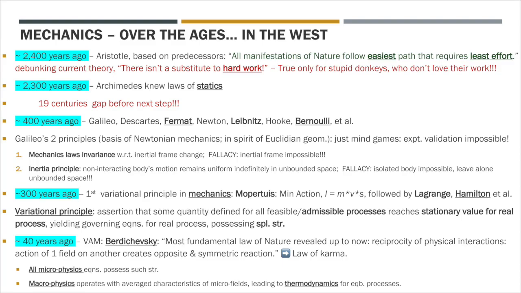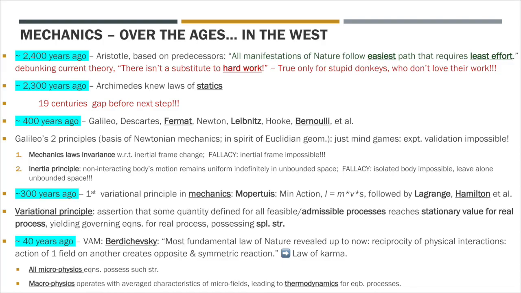And what are those two principles? One, that the laws of mechanics are invariant with respect to inertial frame changes. But the fallacy is that there's no such thing as an inertial frame. It's impossible. But for all practical purposes, we assume that the accelerations are of no consequence in a particular frame, and we treat those frames as inertial, and we get along. And very well for all that we are today.